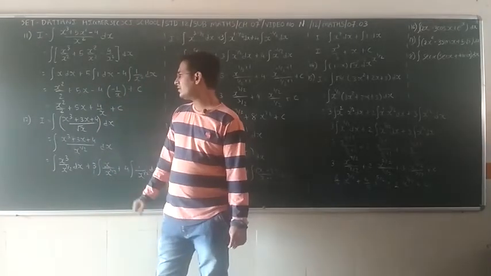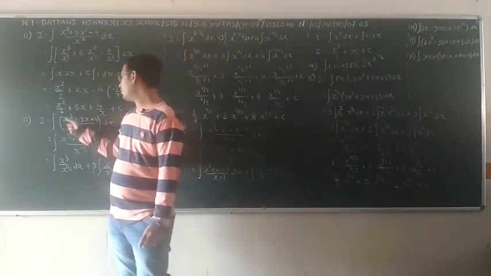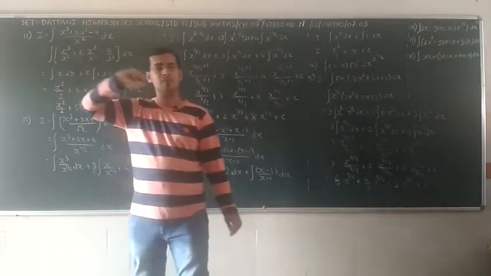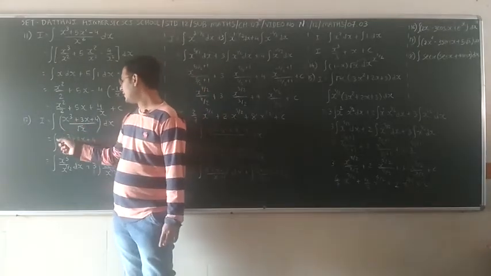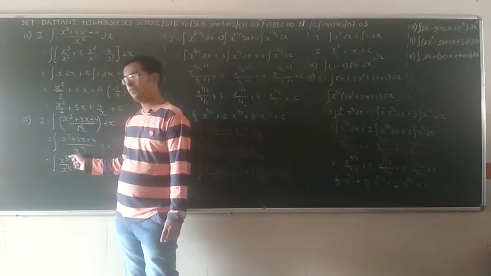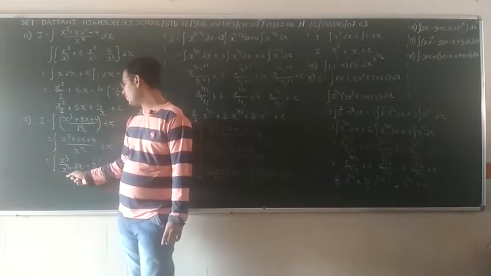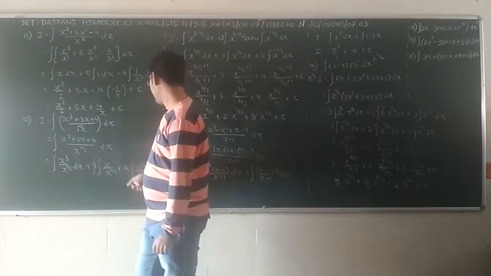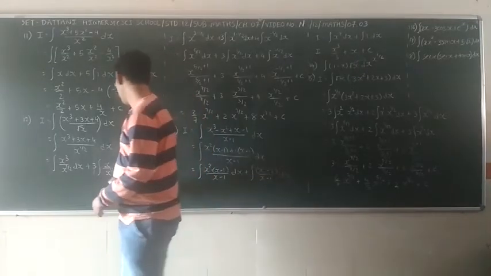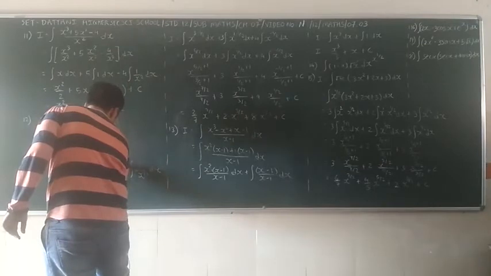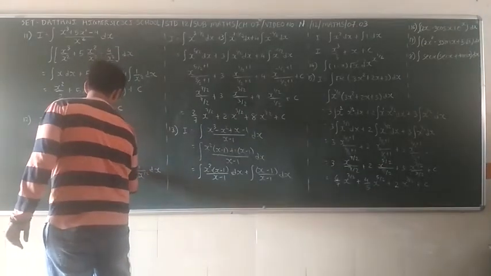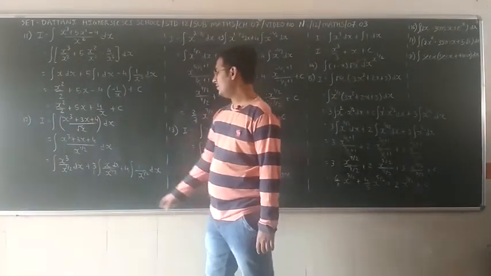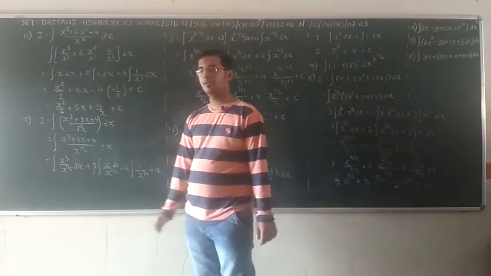Okay. Next, the 12th one: integration of (x cube plus 3x plus 4) upon root x. Similarly here, we separate each term over the same root x. Root x means x raised to 1 by 2: x cube upon x to the 1 by 2 dx, plus 3x upon x to the 1 by 2, plus 4 integration 1 upon x to the 1 by 2, dx. In each and every part we have to write dx and the integration sign.